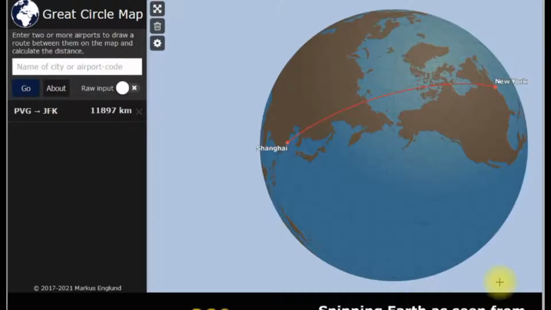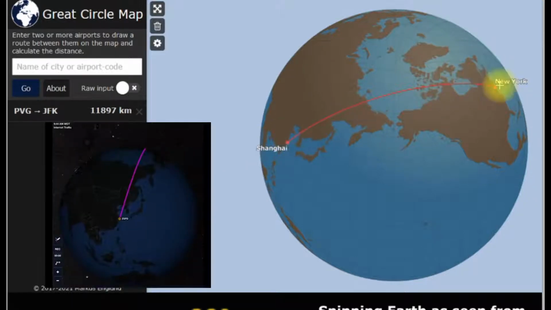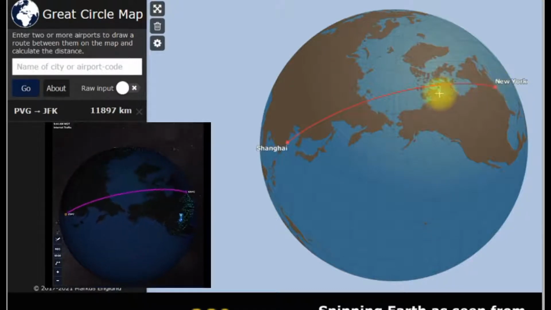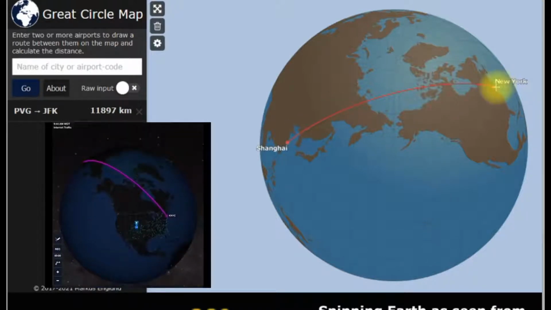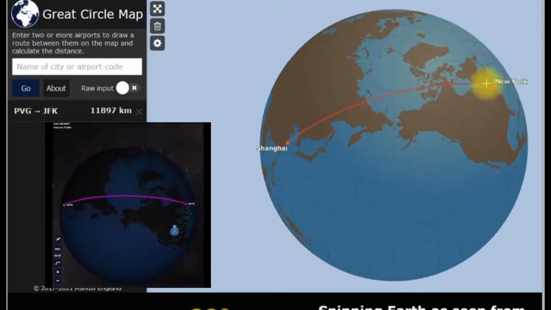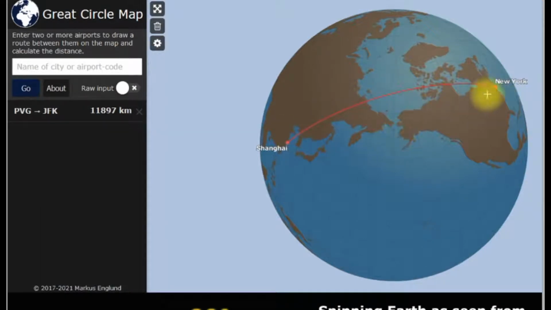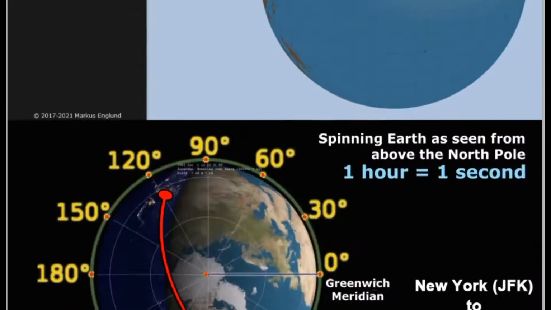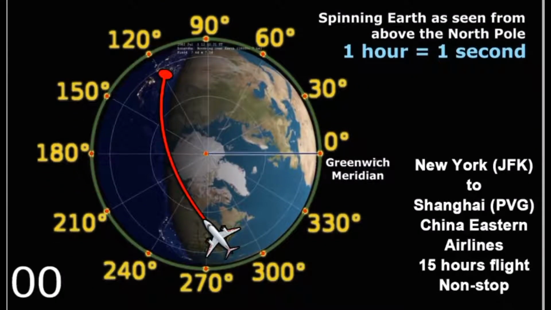Okay guys, let's go ahead and look at our second and third and fourth flights here. We have this flight going from New York to Shanghai, China, and this is exactly like one that a pilot sent to me using his own professional software. It looks exactly the same. So let's look at this flight going from New York to Shanghai. This is the flight route going over the North Pole region, this region right here. And the flight New York to Shanghai by China Eastern Airlines, 15 hours long non-stop.